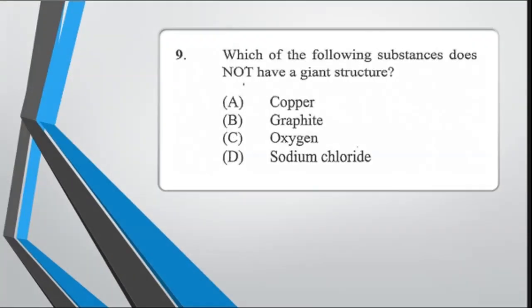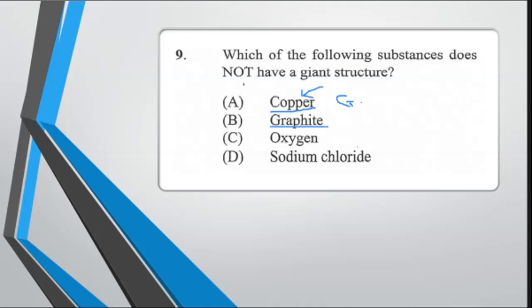All right, question 9. Which of the following substances does not have a giant structure? So let's take a look at these structures. First, we have copper. Copper is a metal, so copper would most likely have a metallic structure. Copper would have a giant metallic structure, right?